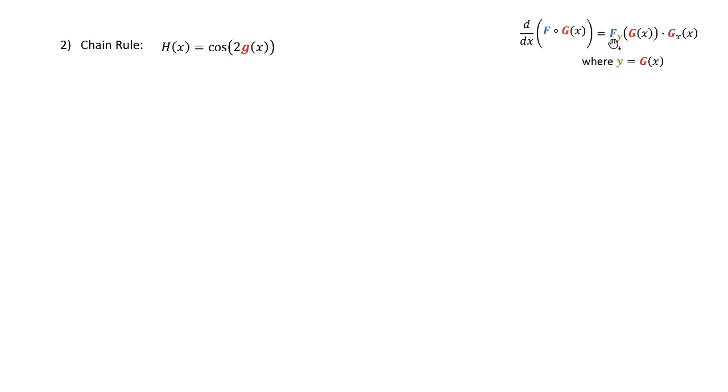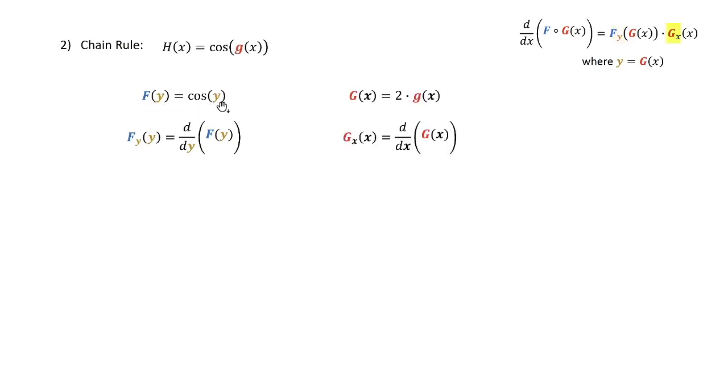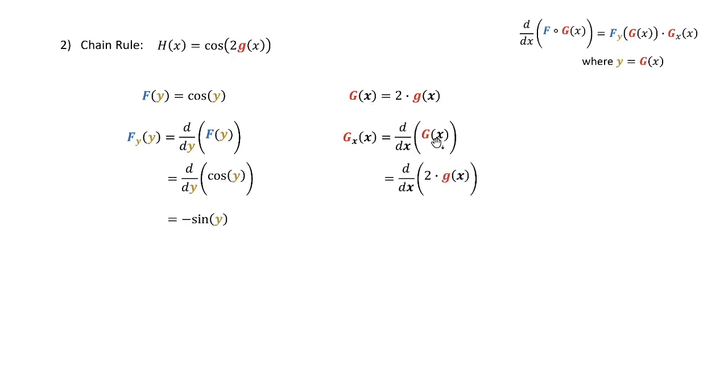So I need the derivatives. If I have the function f, I need its derivative f prime of y, and I need the derivative of G, G prime of x. So f of y is cosine y. G of x is 2g of x. The derivative of cosine is going to be minus sine. The derivative of G is going to be 2g prime of x. And again, don't panic. What is the only rule you can use here? Take out the 2. The derivative of g of x is g prime of x. You can't simply do anything else. Leave it alone. There's no reason to make a big deal about it.